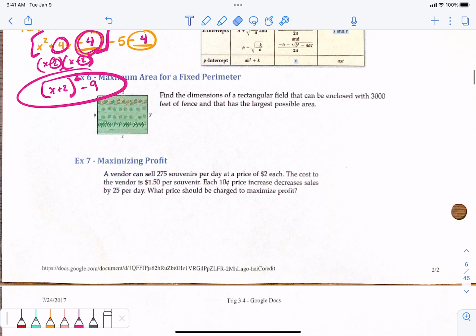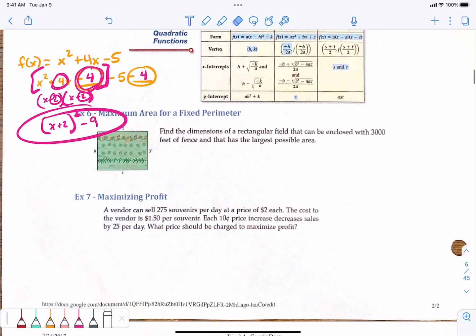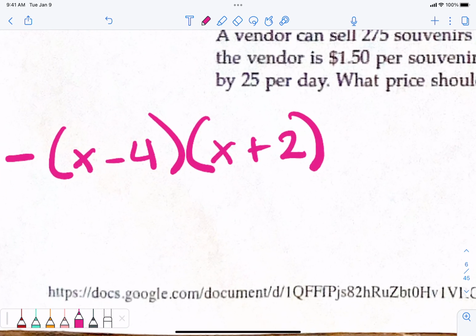This is a homework problem, by the way, if you didn't know that. Negative parentheses x minus 4 parentheses, other parentheses x plus 2. Okay. Good? Alright, so this is in factored form. We want to put it in vertex form.